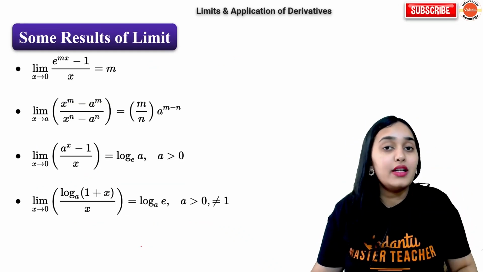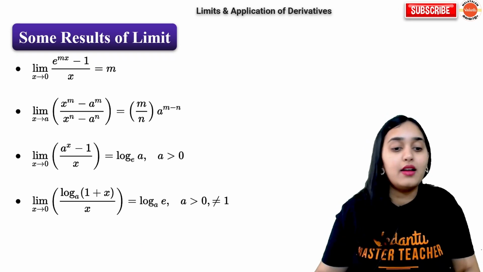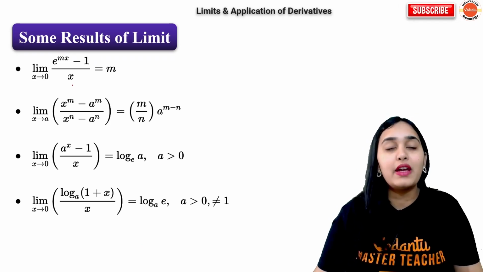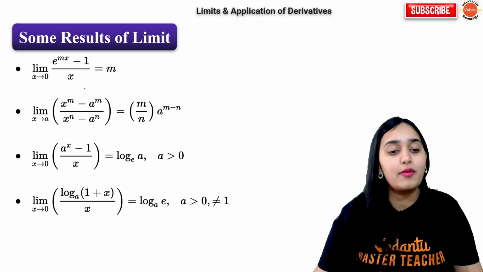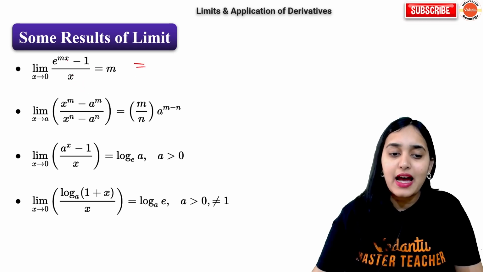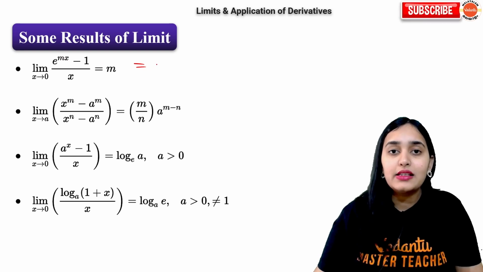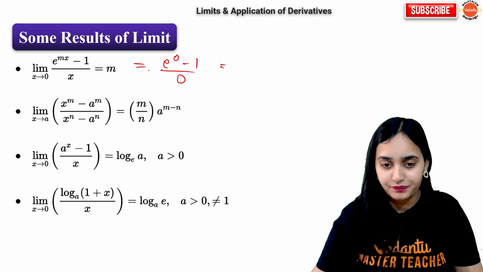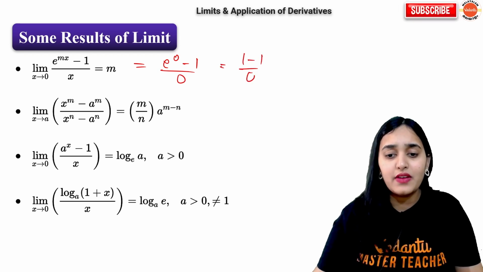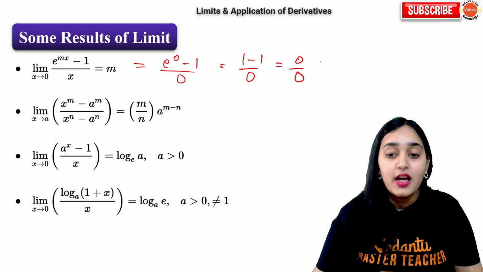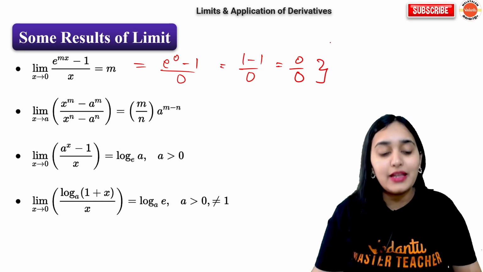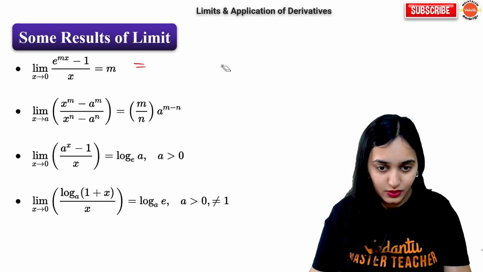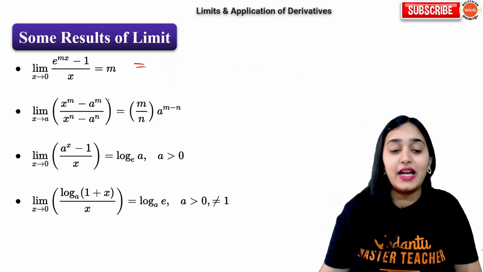Now, some important results that we use a lot. Number 1, (e to the power mx minus 1) upon x. So whenever you see a function in this format, what do you see? You see that e to the power 0 will be (e to the power 0 minus 1) upon 0, which is nothing but (1 minus 1) upon 0. So 0 by 0 format. Now this 0 by 0 format can be eliminated by doing differentiation using L'Hospital's rule. And from there we have derived the formula.